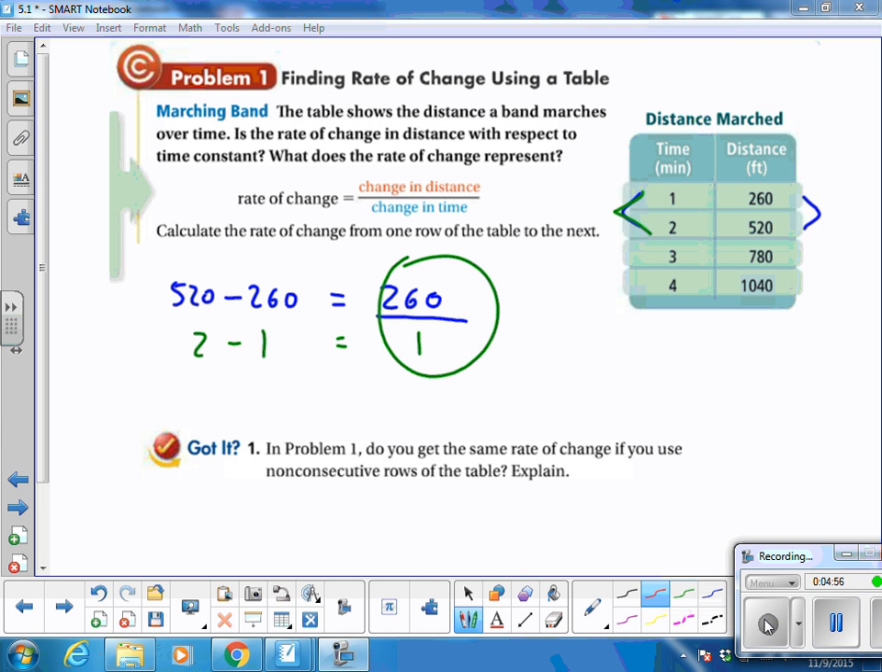In problem 1, do you get the same rate of change if you use non-consecutive rows of the table? So I want you to try this, but use, like, let's jump from 1 to 3. I'm going to press pause and then check your math.